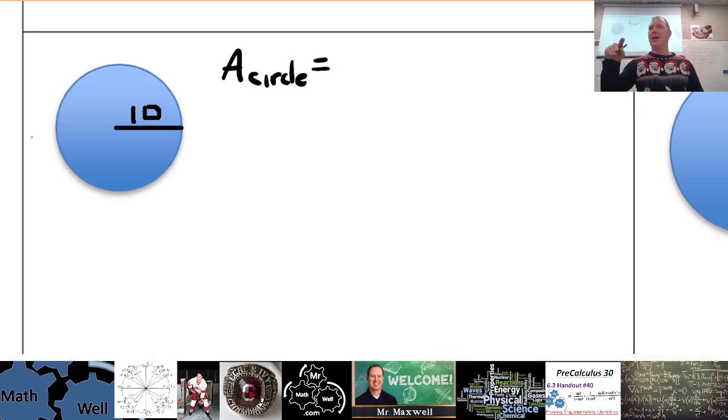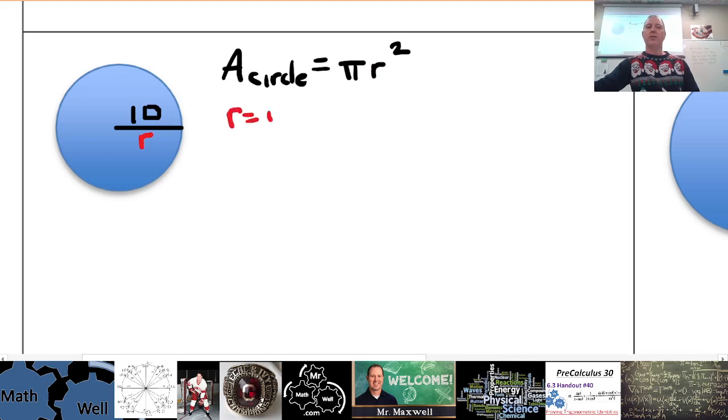It is pi times radius squared. So very close to 2 pi r, which is pi d. But the area of a circle is pi r squared. Now what is r in the circle? Do you know? What is r? Okay, r is the radius. And that radius is the distance between the very center of the circle to the outside edge.